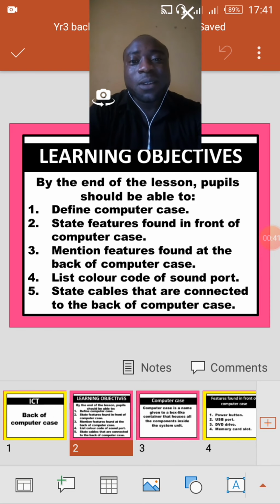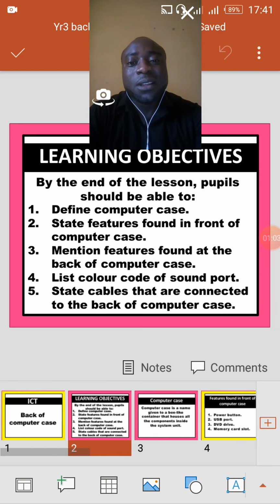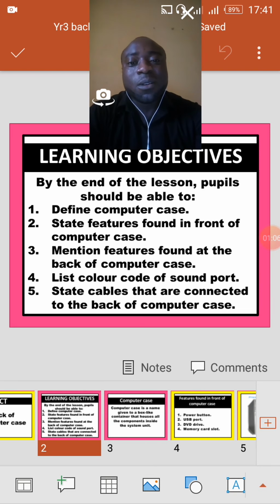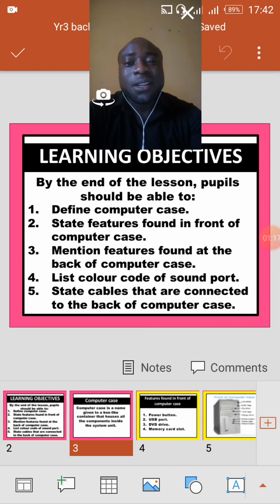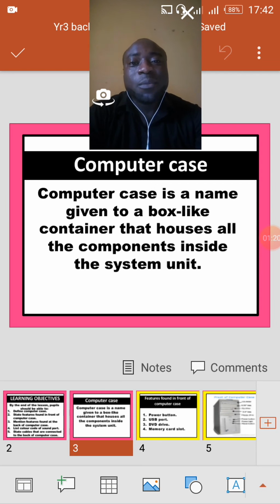So let's quickly look at what we have for today. We have about 5 learning objectives for today. 1, we will define computer case, 2, we will state features found in front of computer case, 3, we will mention features found at the back of computer case, 4, we will list color code of sound ports. Then 5, we will state cables that are connected to the back of computer case. So let's start, friends.